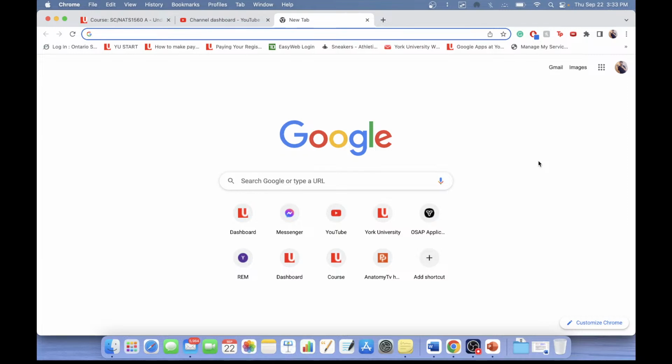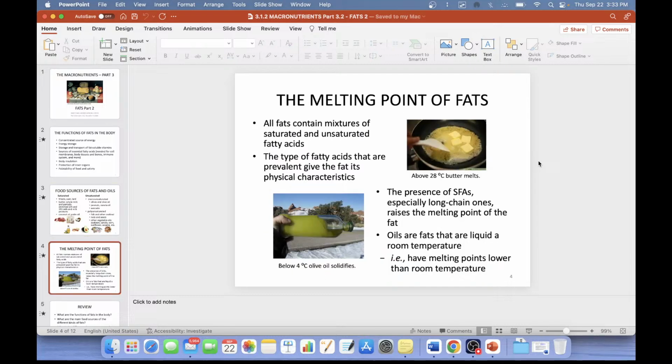So let's talk about the melting point of fats, which is important for cooking. So all fats contain mixtures of saturated and unsaturated fatty acids. Okay? And the type of fatty acids that are prevalent will give the fat its physical characteristics. You can recognize whether a fat is saturated or unsaturated, most of the time without the help of chemical analysis, by observing whether it is solid or liquid at room temperature.